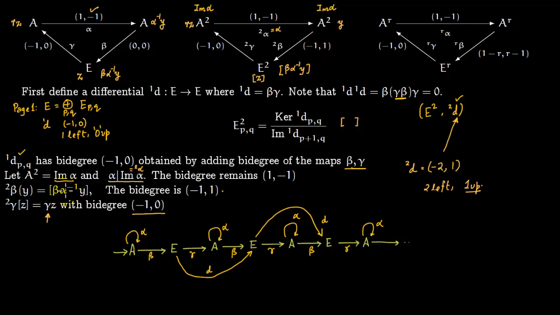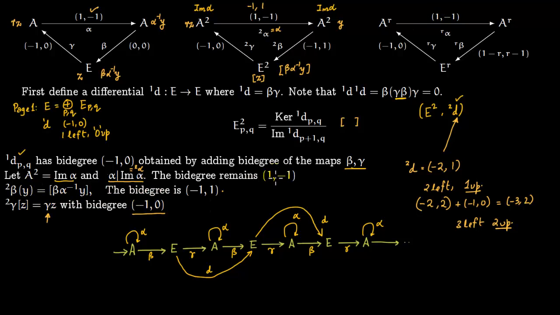If you go to the third page, again you will have the bidegree here. It will have alpha inverse. Now this alpha inverse will become the second alpha inverse. So you have (-1, 1), and then you add the inverse of this, which will be (-1, 1). So you will get (-2, 2), and then you add this (-1, 0). You will get the third differential, which will be (-3, 2). So that is 3 left and 2 up. So you can continue this. In general, you will have (1-r, r-1) here, because obviously you are just taking the inverse of this map and adding it up.